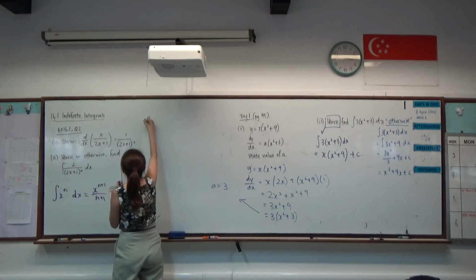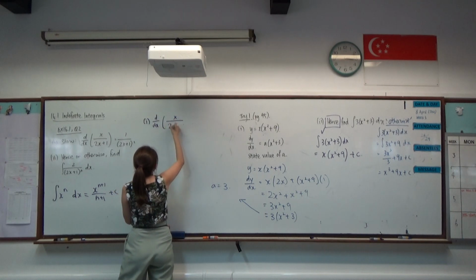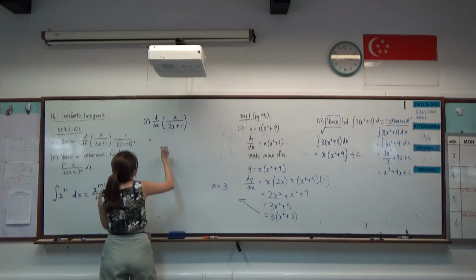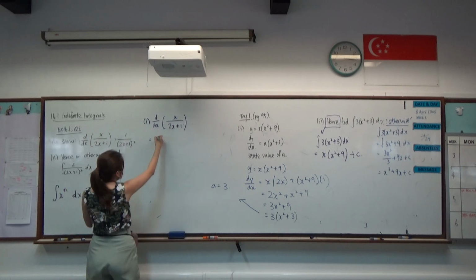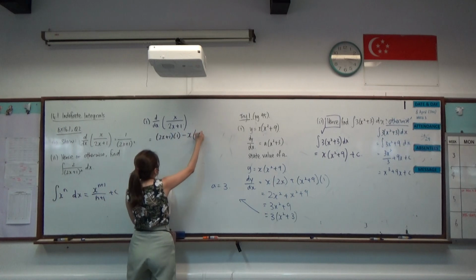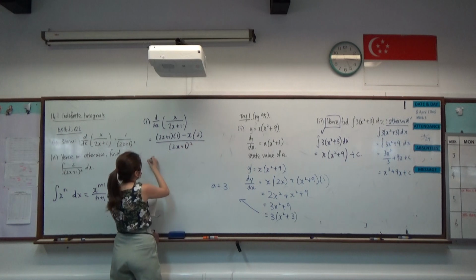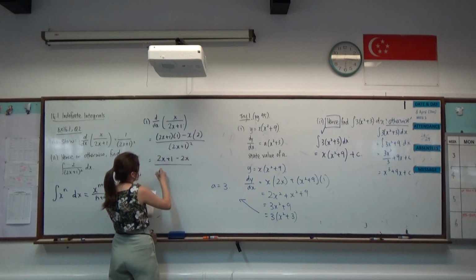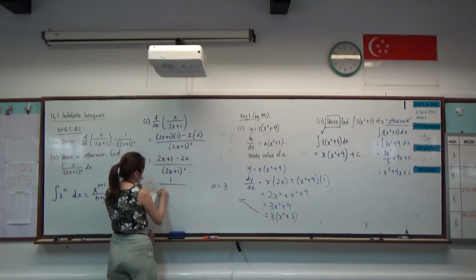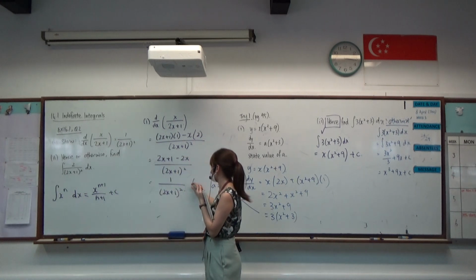what's given in the question? I will use my quotient rule. Keep bottom, differentiate top, minus keep top, differentiate bottom, over bottom squared. So I showed it.